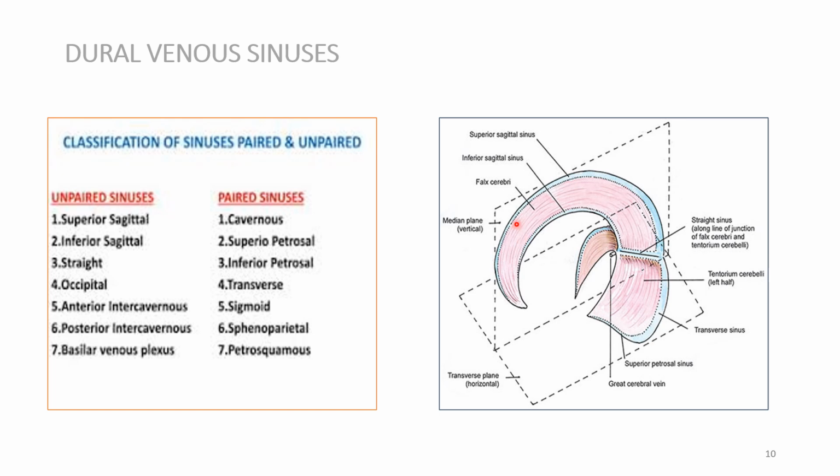So, this is the superior sagittal sinus. This is the inferior sagittal sinus. This is the superior petrosal sinus. This is transverse sinus. This is straight sinus. So some sinuses are shown here. So there are 7 paired and 7 unpaired sinuses in the dura mater.